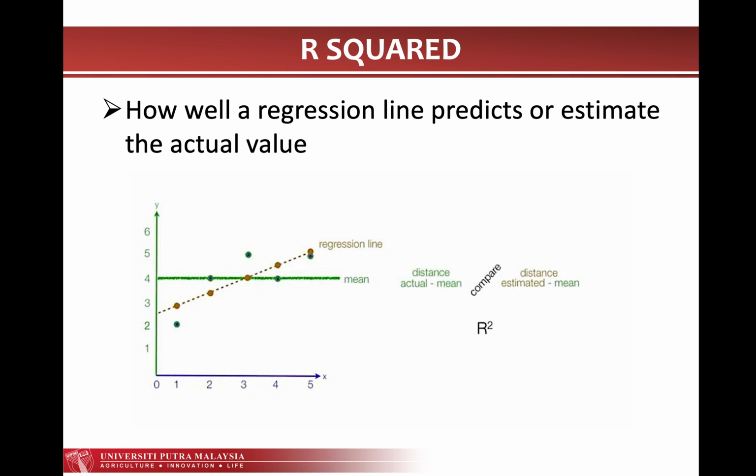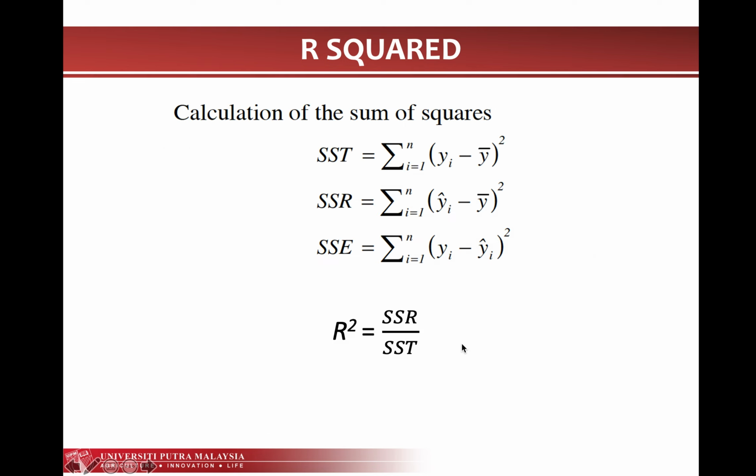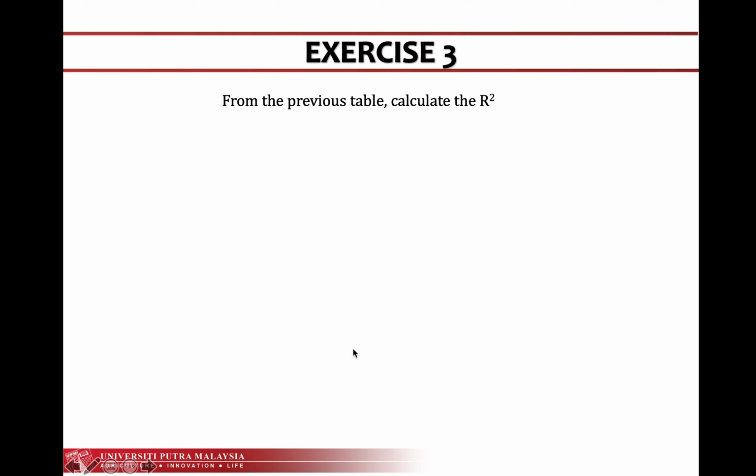Next one is R squared, which is a really important factor. It shows how well a regression line predicts or estimates the actual value. This is the regression line, this is the mean, and the distance of the actual value from the mean compared with the distance of the estimated value from the mean gives the R squared. The sum of squares can be defined as this: SST equals this one, where y bar is the mean. SSR equals this, and SSE equals this, and R squared equals SSR over SST. Then you can get R squared.